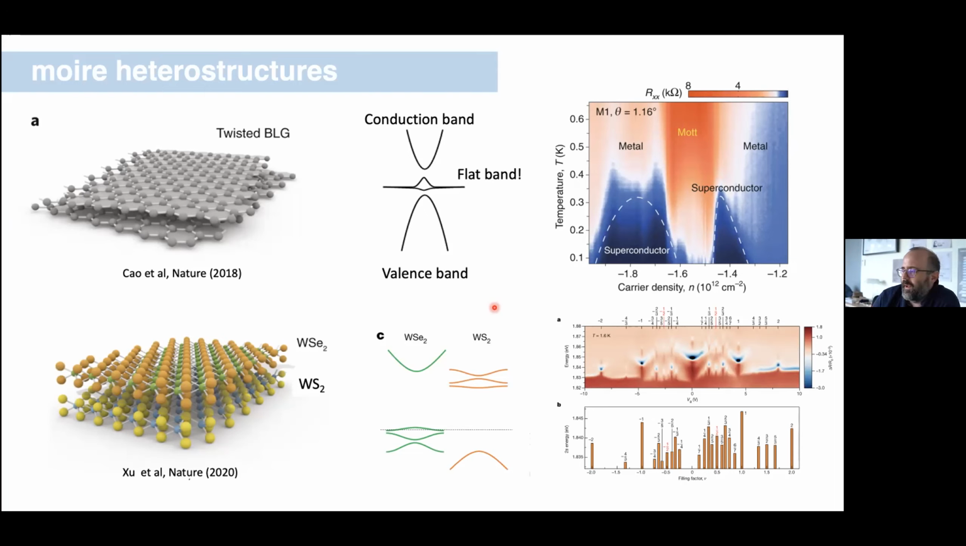Also, these systems can have strong spin-orbit coupling, which graphene doesn't natively have. And these systems can have other properties that graphene doesn't have. So they can be natively ferromagnetic, for example, or antiferromagnetic, and so on. So what's been happening in the past few years is people have been exploring this space one by one. Place material A on material B and see what the electronic properties do.